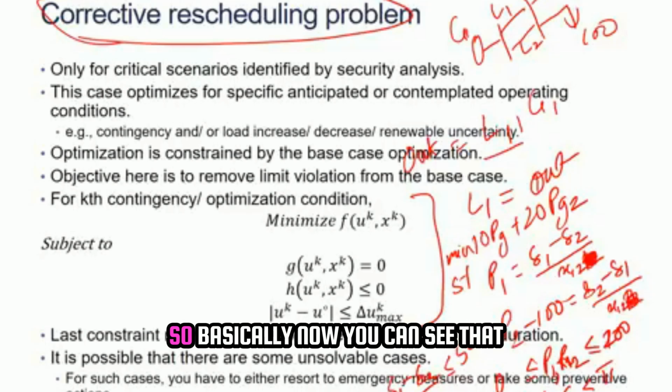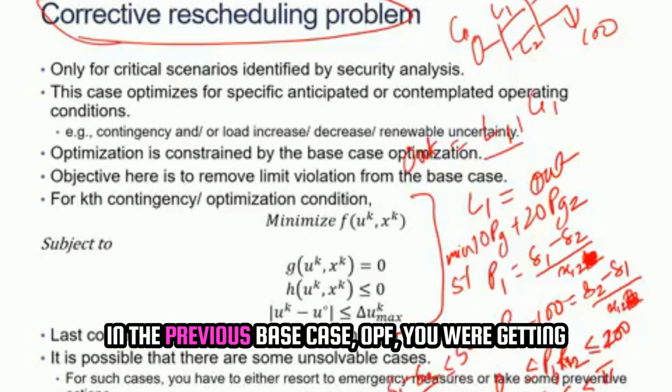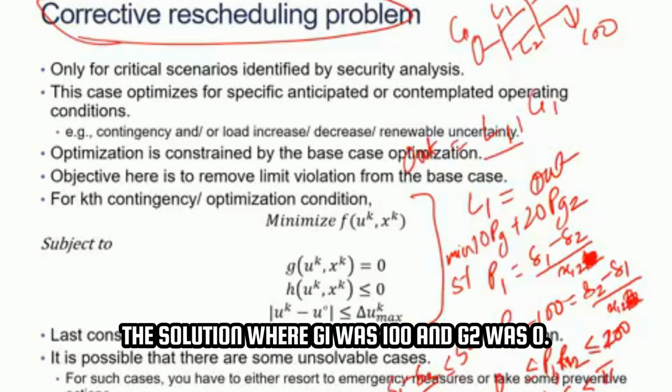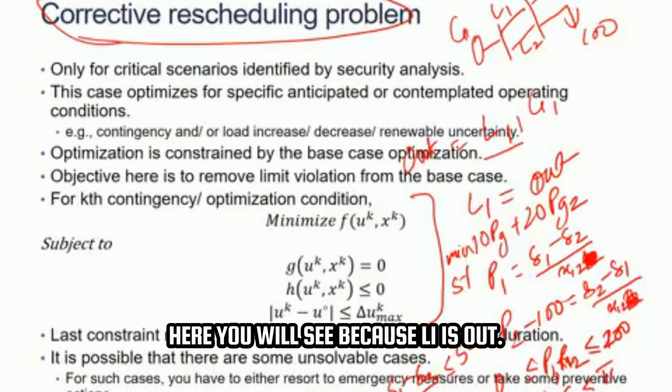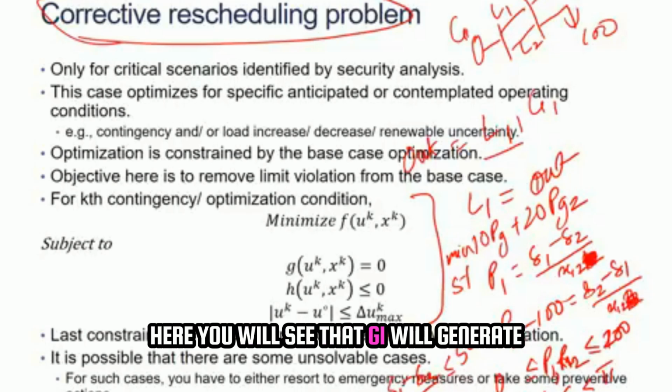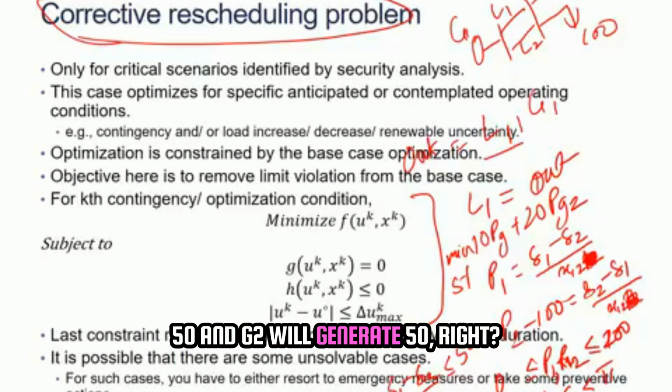Right? So basically, now you can see that in the previous base case OPF, you were getting the solution where G1 was 100 and G2 was 0. Here you will see, because L1 is out, that G1 will generate 50 and G2 will generate 50.